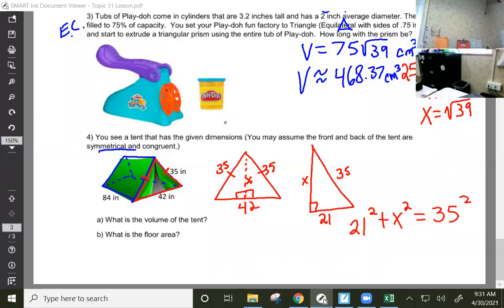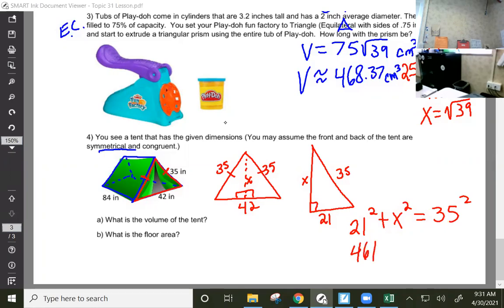21 squared plus x squared. Now I need a little number blender, or maybe not. 21 times 21 is one more 21 than 20 times 21, and 20 can be broken into 10 and 10. 10 times 21 is 210, plus the other 210, we're up to 420, plus that one extra 21, 461.